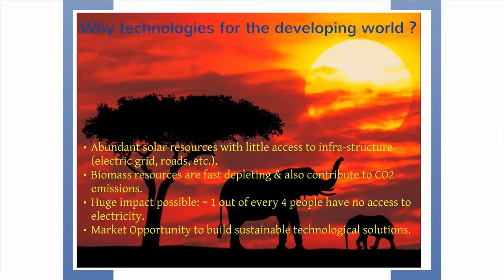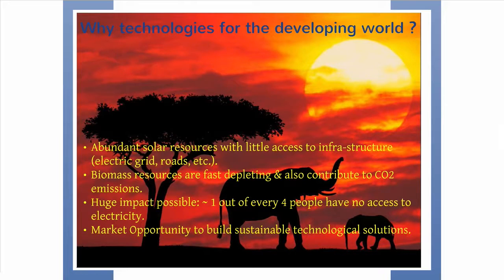The most important thing, I would say, is that there are very abundant solar resources with very little access to infrastructure. If you look at the equatorial belt, there are huge amounts of solar energy, but very little electricity interconnections, roads, and things like that. So obviously, building solar cells or solar hot water systems or desalination or refrigeration, all this stuff can have a huge impact. So that's one.